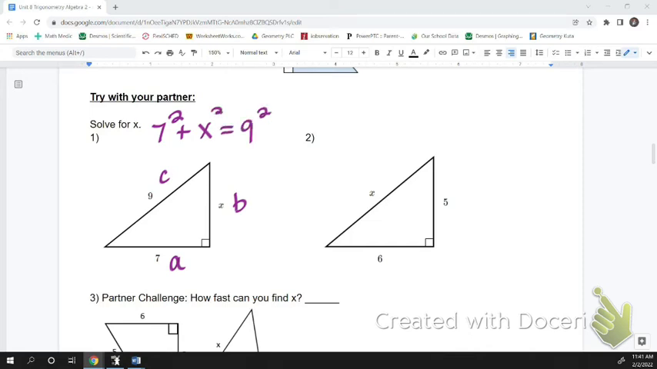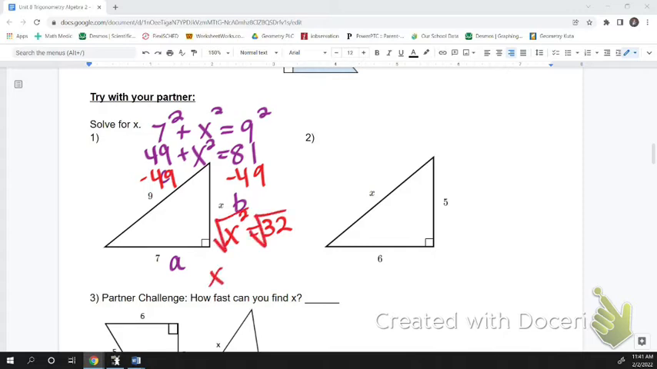Great. Let's square these numbers on our calculators right now, and let's solve. How do I get x alone? We're going to subtract 49 from both sides. X squared equals what? What's 81 minus 49? 32. How do I get x alone? Square root. So x is the square root of 32. Is that a nice, perfect square root?